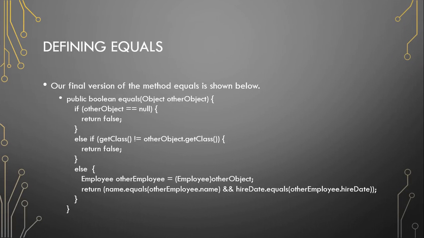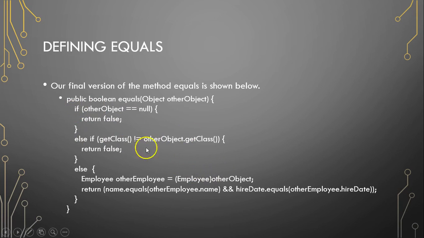So, our final version. All this information that we just talked about with equals, this is our final version of the equals method that we should look at. Public boolean equals(Object otherObject): if otherObject is equal to null, return false; else if getClass() does not equal otherObject.getClass(), return false; else, Employee otherEmployee = (Employee) otherObject; return name.equals(otherEmployee.name) && hireDate.equals(otherEmployee.hireDate).